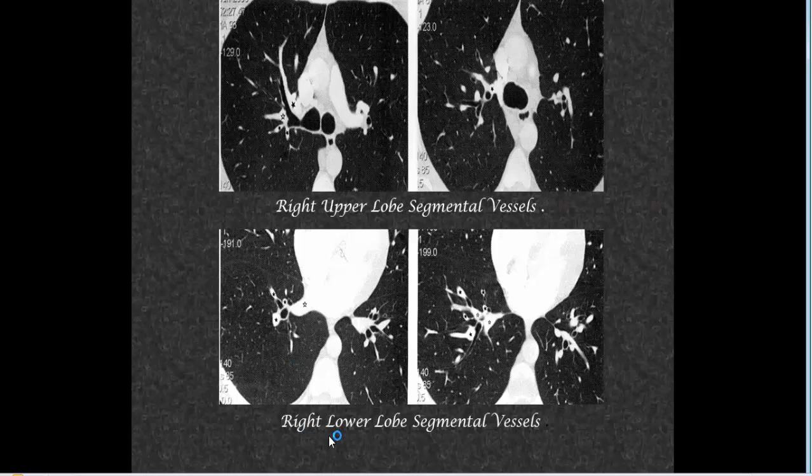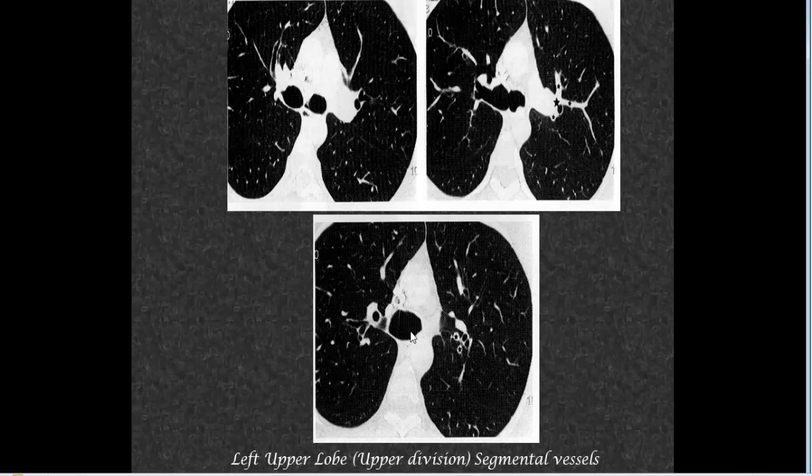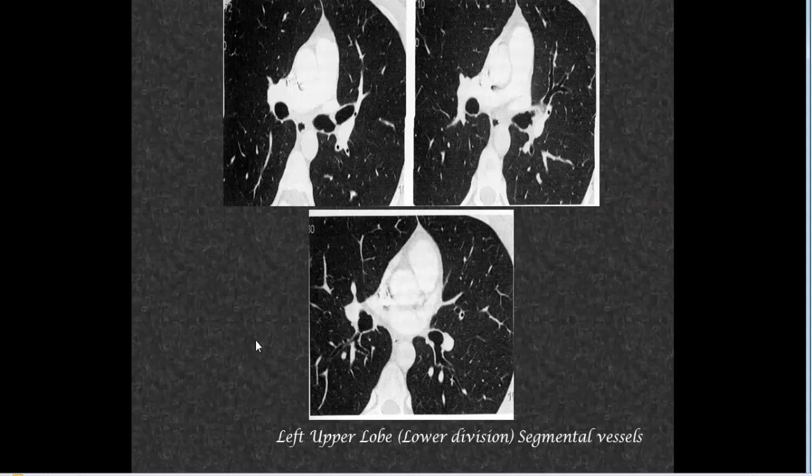We see right upper lobe segmental vessels, and in this image right lower lobe segmental vessels. This is the left upper lobe segmental vessels, including the upper divisions of the left upper lobe. And this is the left lower lobe segmental vessels.